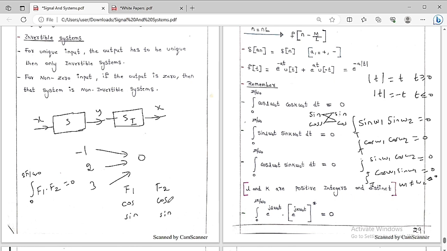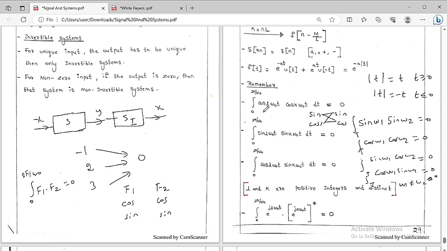So we can say that the integration of sin omega 1 with sin omega 2, or cos omega 1 with cos omega 2, or sin omega 1 with cos omega 2, or cos omega 1 into sin omega 2, over one time period, has a value equal to 0, with omega 1 not equal to omega 2. Only under this condition is this value equal to 0. If both are the same, this value is not equal to 0. So you can see L and K are both positive integers and are distinct. They should not be the same.